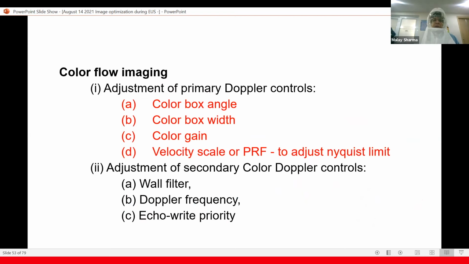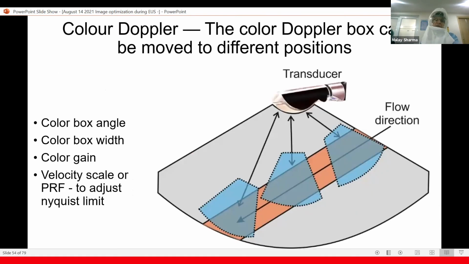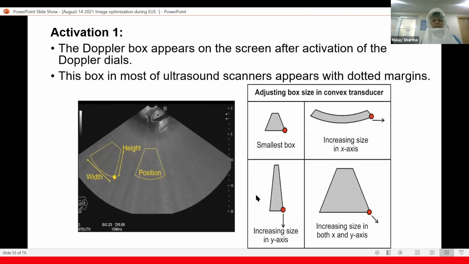So the color flow imaging, I will elaborate only on 4 things right now. This is control of color box angle, color box width, color gain, velocity, CRF, and how to do it. For example, this is the color box angle. Here, this angle is not good, this is good, and this is too far.